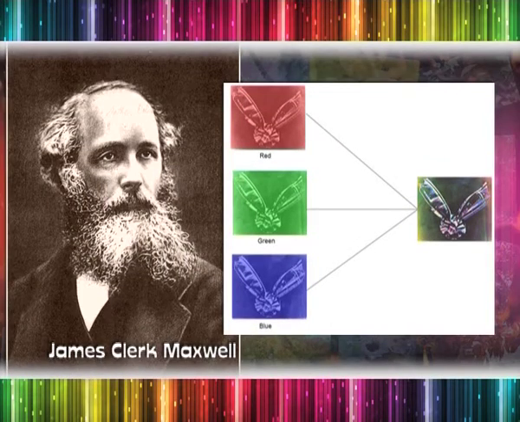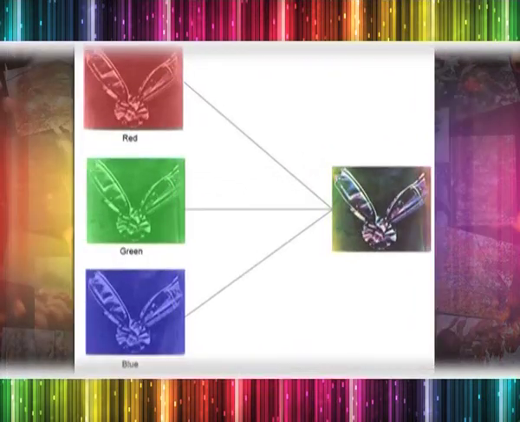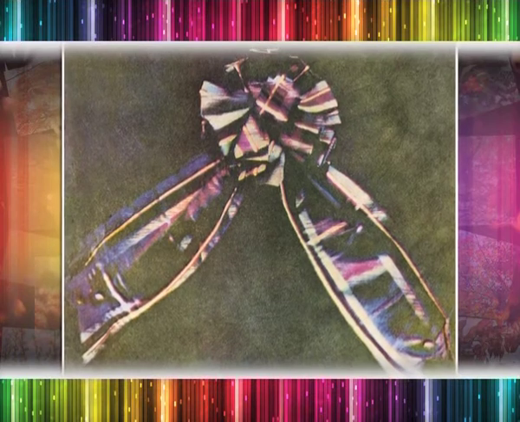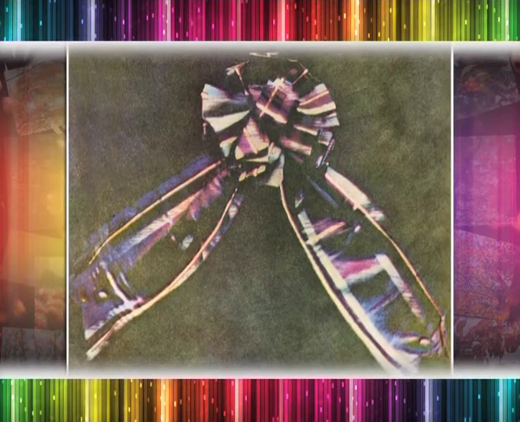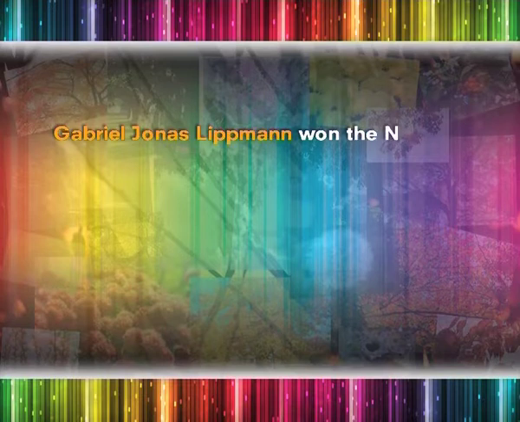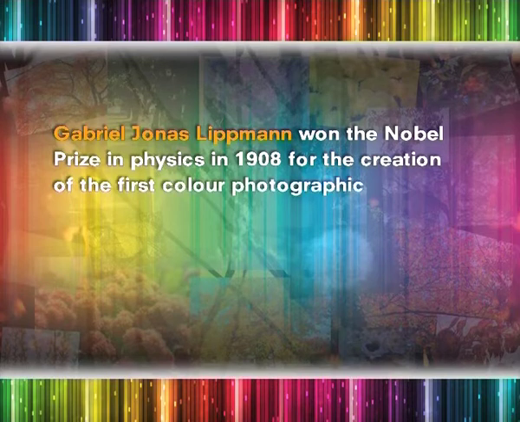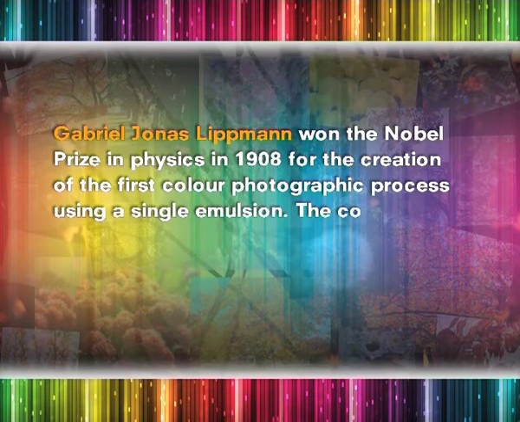Maxwell used the colour separation method, shooting three separate black and white photos using three filters, red, green, and blue. Each camera had these colour filters in front of the lens. He then projected the three images registered with their corresponding filters, overlapping them to create a colour image. The photo below is the famous tartan ribbon photo, the first permanent colour photograph. Gabriel Jonas Lippmann won the Nobel Prize in Physics in 1908 for the creation of the first colour photographic process using a single emulsion.